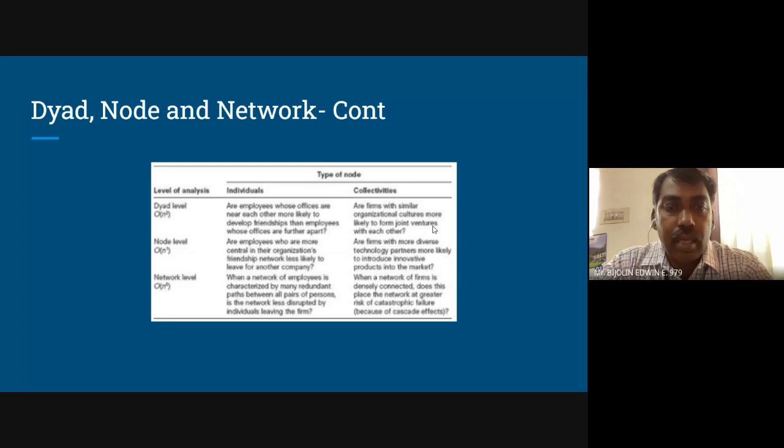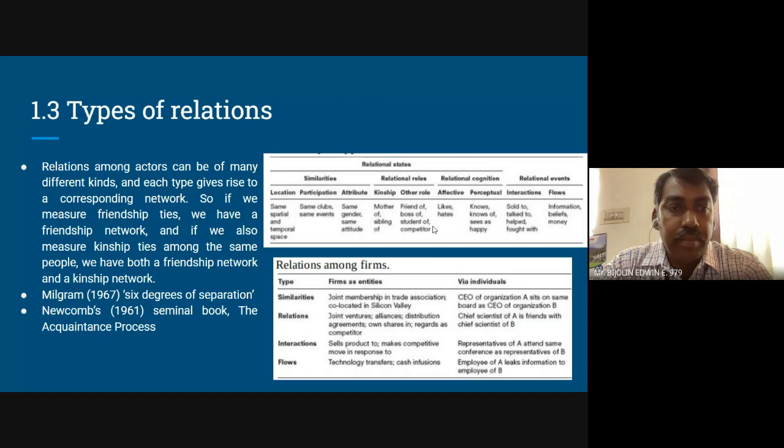Next we can move to the next slide. Yes, and the next is related to the relations. Types of relations. Earlier we saw how we are connected, or how we interact with each other, and next we'll move on to the types of relations.